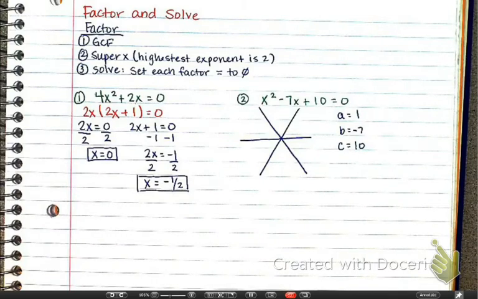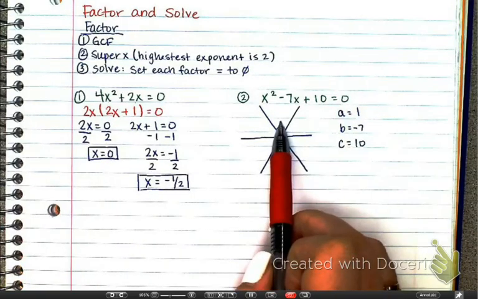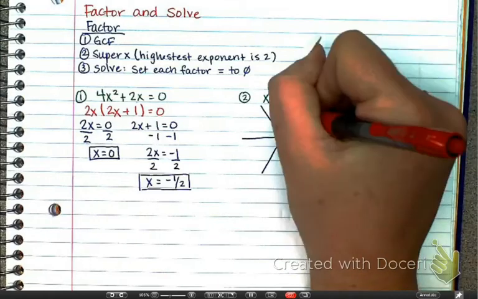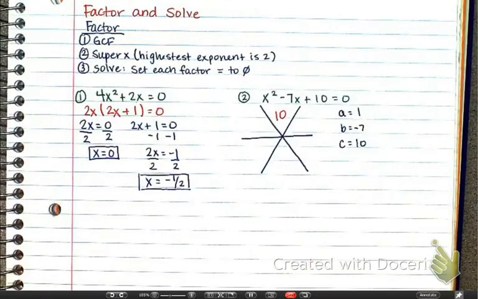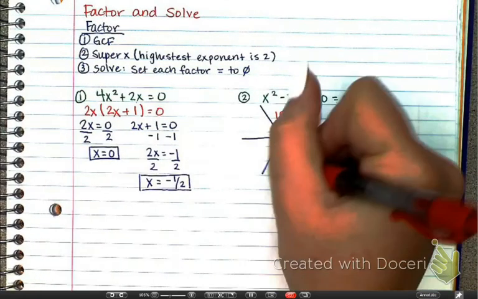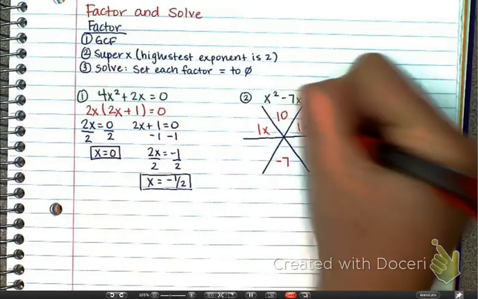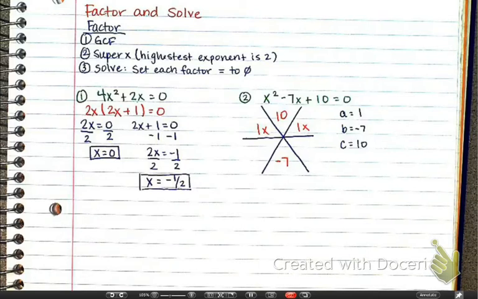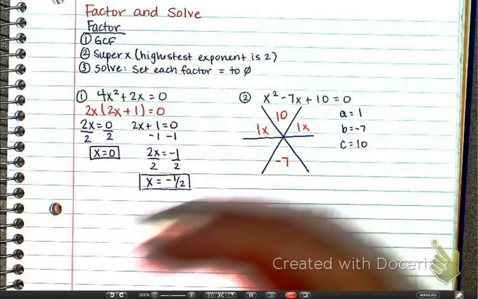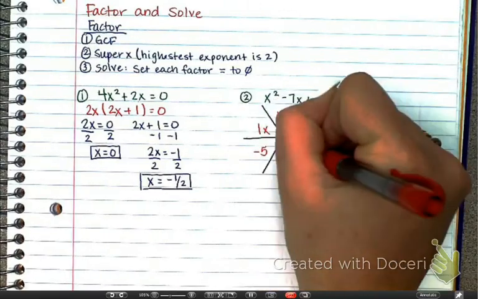What goes on top of my super X? A times C, 1 times 10 is 10. On the bottom is -7. And I have a 1x and a 1x. So I'm looking for two numbers that multiply to 10 and add to -7. Annie? Okay, Annie says -5 and -2.